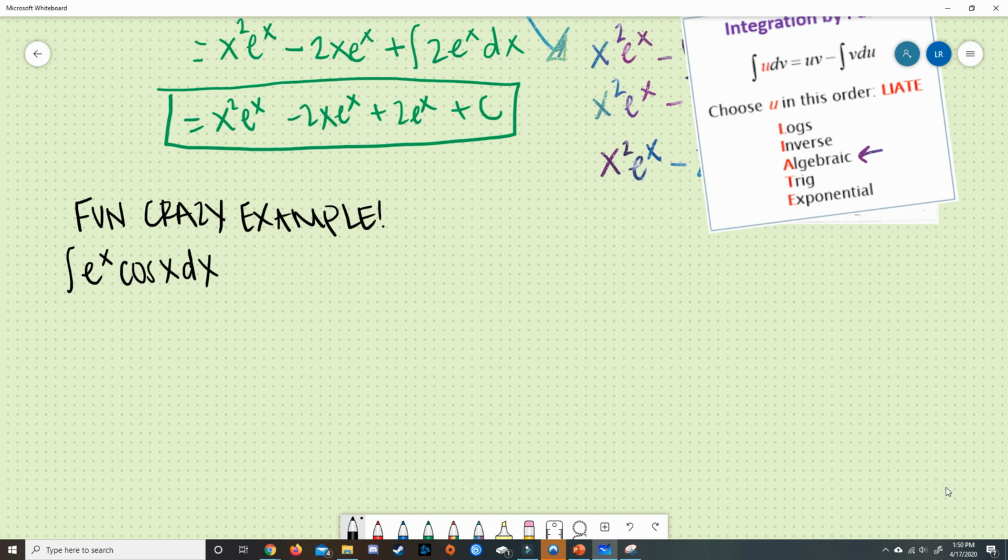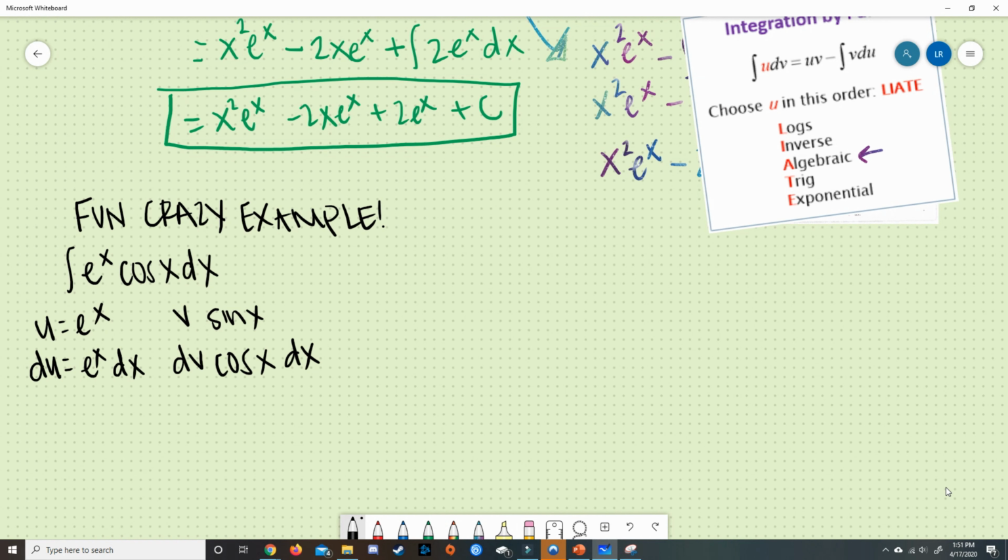And what makes this so crazy is that e to the x and cosine of x are both circular, meaning they're just going to keep coming back to themselves. So every time you take the derivative of e to the x, you're going to get e to the x. Every time you take the derivative of cosine of x, you're going to get negative sine of x, and then negative cosine of x. Knowing that both of these are circular, neither one of them is going to be more simple than the other. Just for fun, let's say u is e to the x and du is e to the x dx, which makes dv cosine of x and v would have to be sine of x.